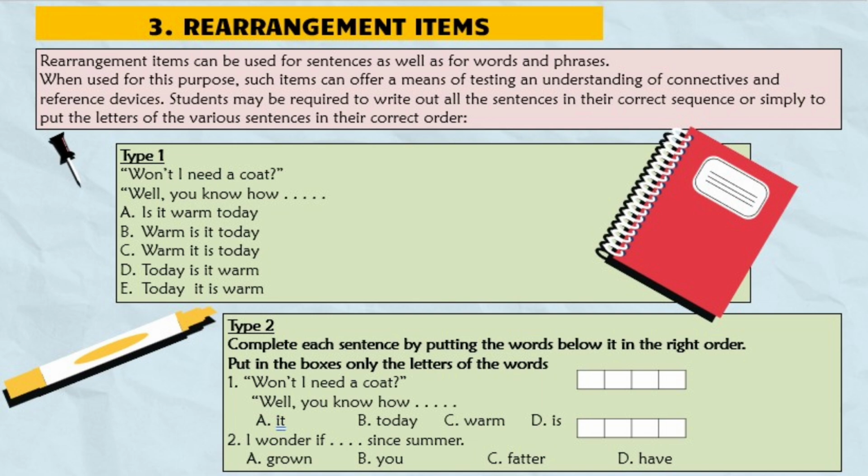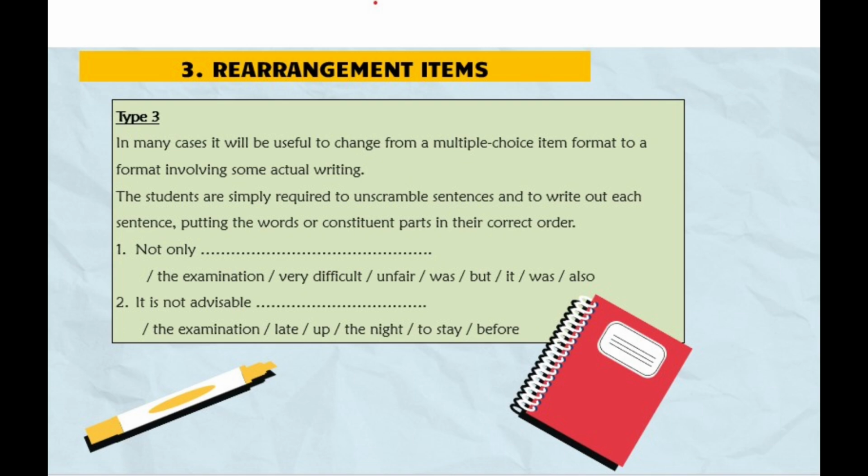The third type is rearrangement items. Rearrangement items can be used for sentences as well as for words and phrases. When used for this purpose, such items can offer a means of testing an understanding of connectives and reference devices. Students may be required to write out all the sentences in their correct sequence or simply to put the letters of the various sentences in their correct order. We can see there are some types of rearrangement items test: type 1, type 2, and also type 3.